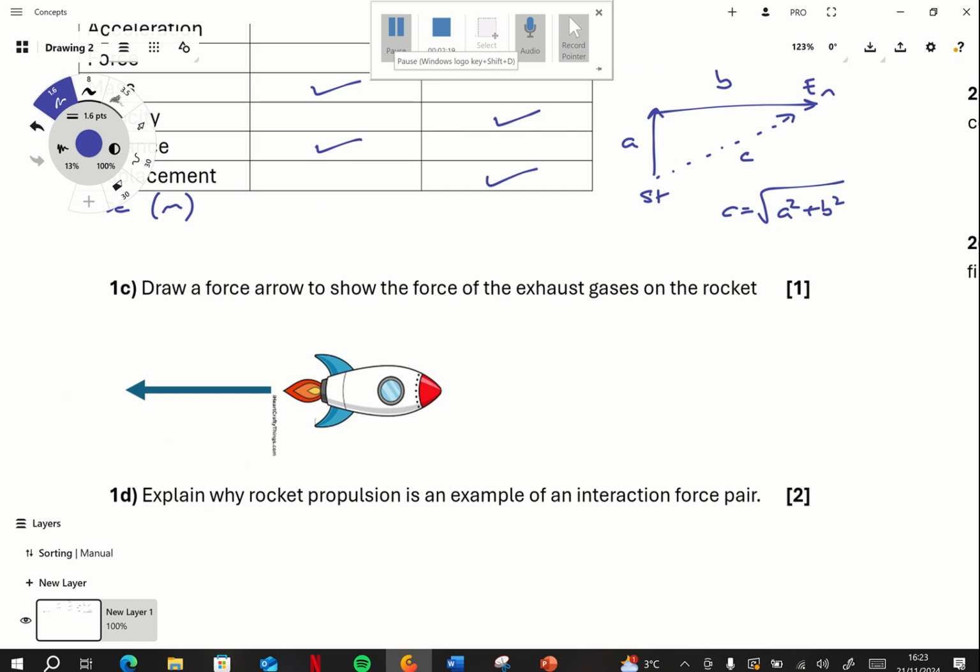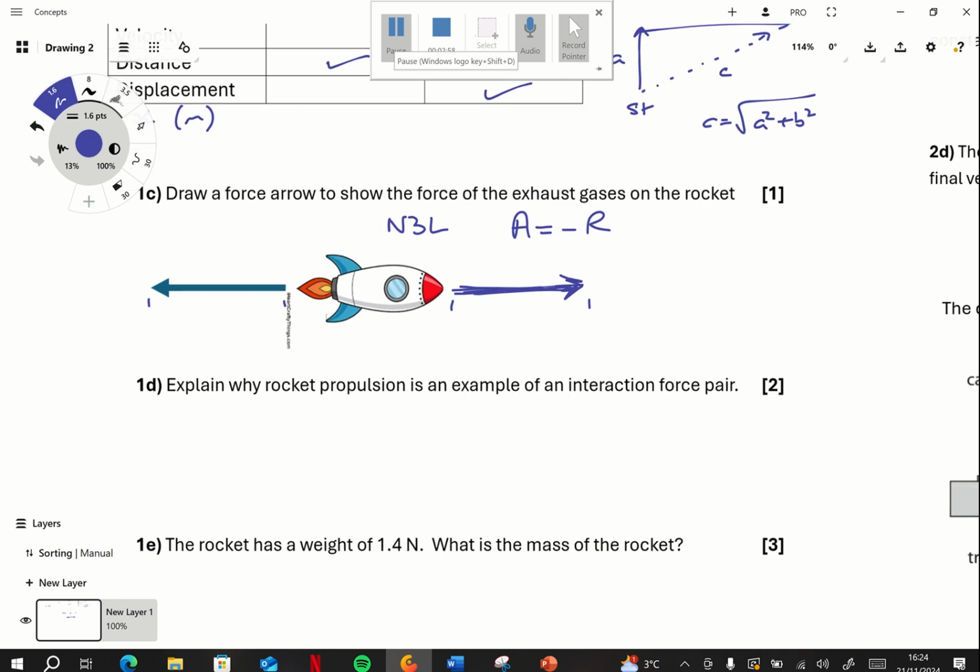So we've now got draw a force arrow to show the force of the exhaust gases on the rocket. So this is obeying Newton's third law of motion, which is for every action there is an equal and opposite reaction, A equals minus R. So the crucial part to this is you've got to make sure that the arrow that you draw is the same size. So whatever the gas is coming out and the force from that, it is the same. So I'm going to try and draw this the same thickness and the same size, but I'm drawing it freehand. And there we go. Now what I'd do is I'd use a ruler to measure that and a ruler to measure that and make sure that's right.